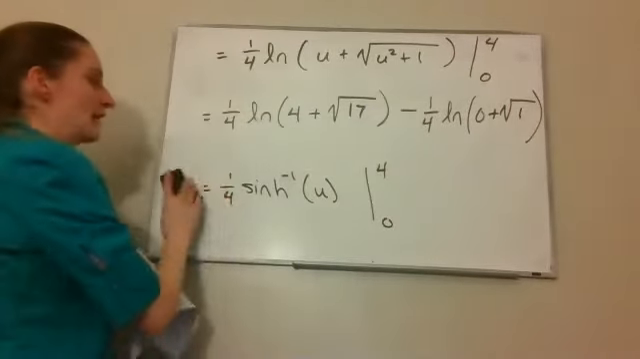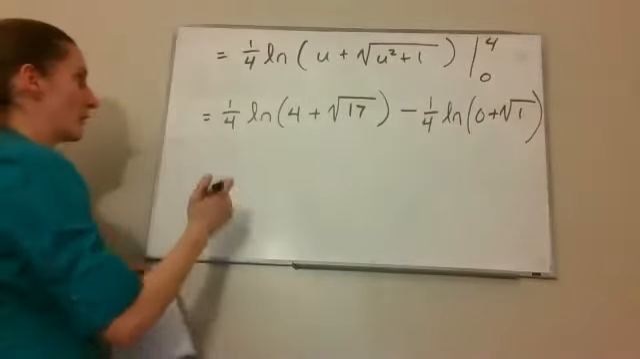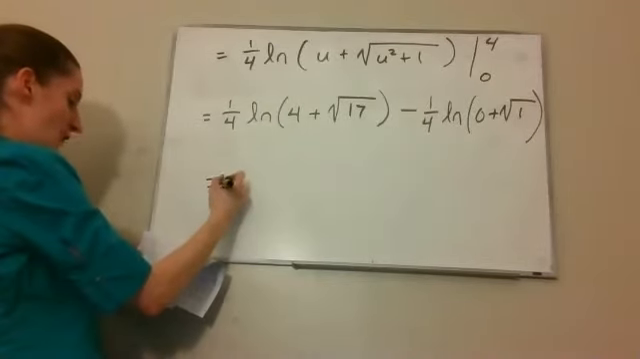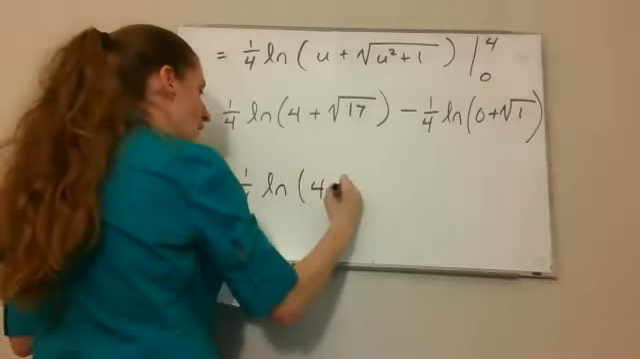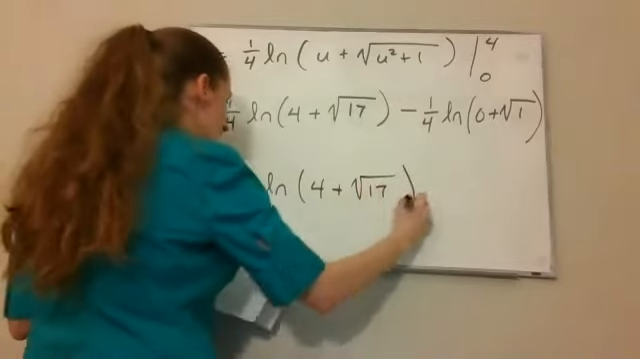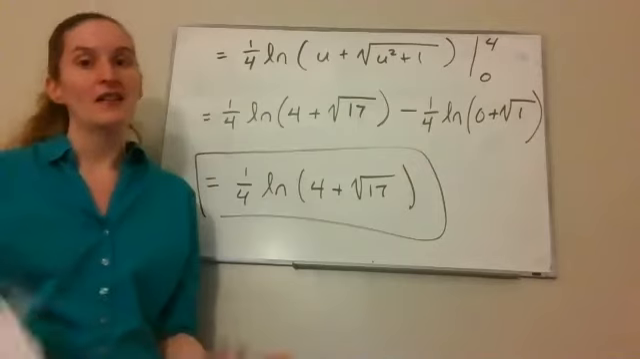We'll take a look at that second natural log over there. That's a natural log of 1, which is 0. So the most simplified I can get is 1/4 natural log of 4 plus the square root of 17 as my final answer. And there we go.